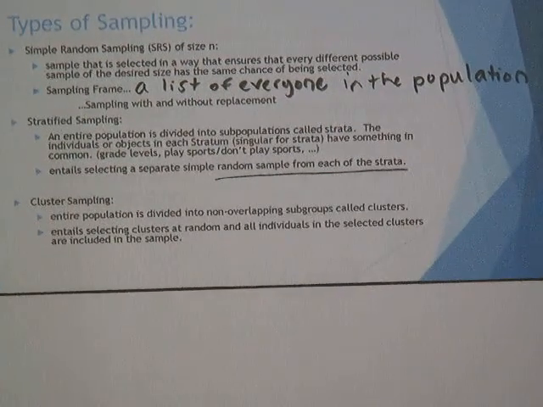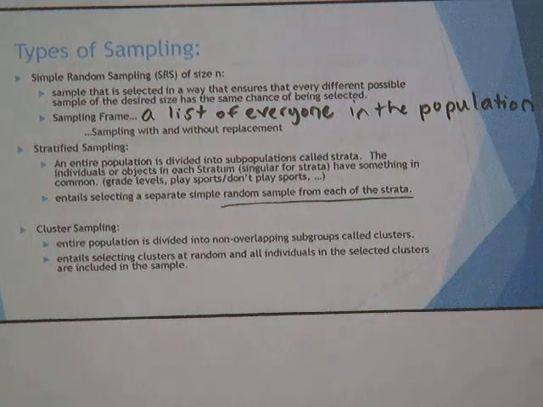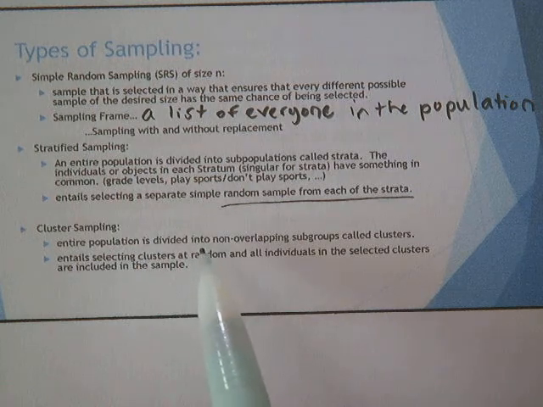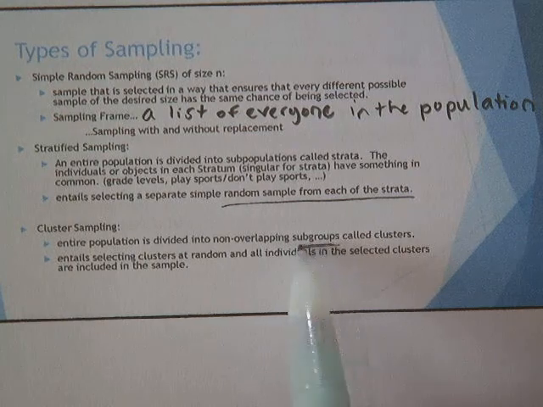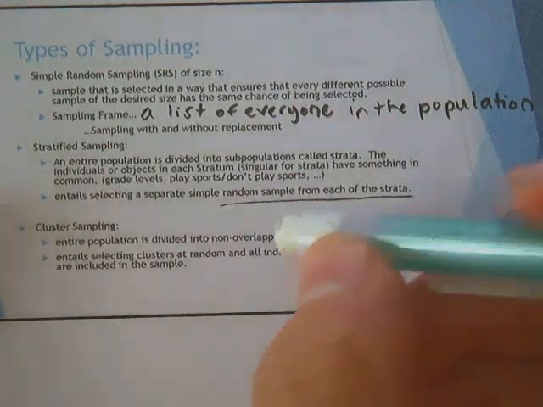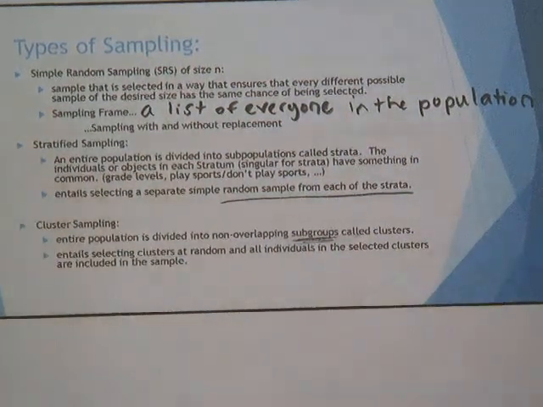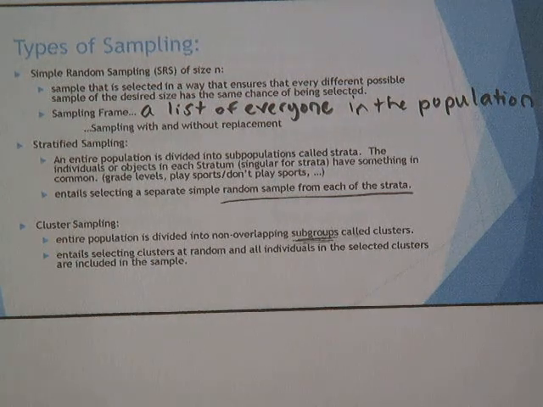Okay, so cluster is going to be similar, but you're going to notice that there is a difference. With cluster sampling, you're still going to put them in groups. The entire population is divided into non-overlapping subgroups. Non-overlapping just means that you're not going to have a person in two of the groups. You want to make sure there's not one person that's in multiple groups. So with grade levels, that wouldn't happen because there's not a person that would be classified as both a 9th and a 10th grader, if that makes sense.